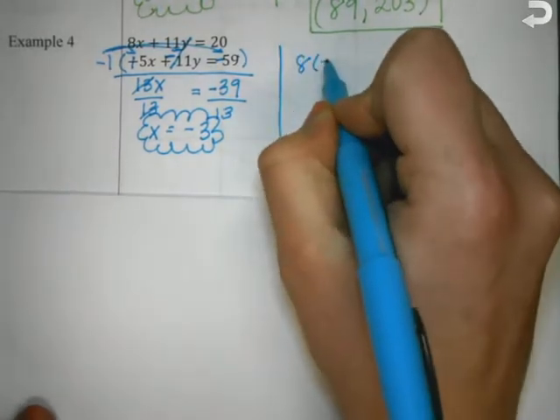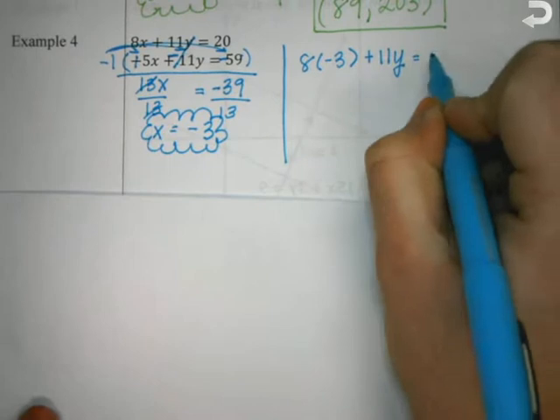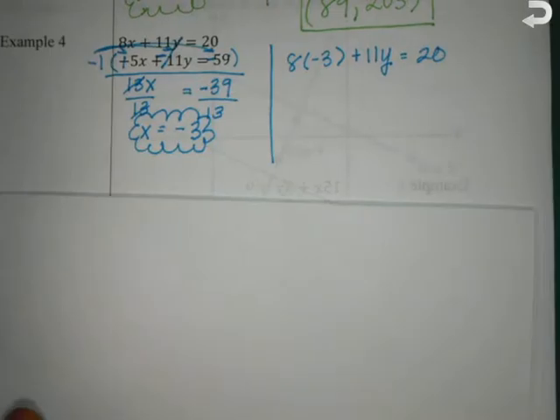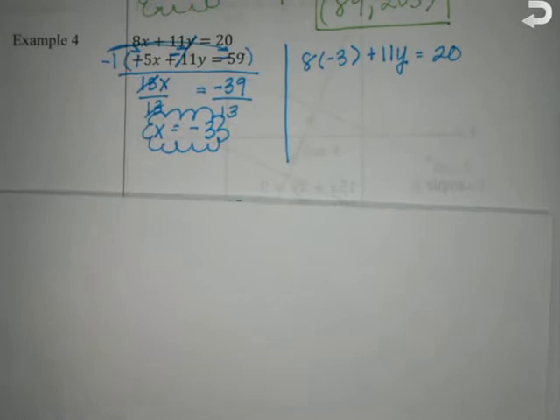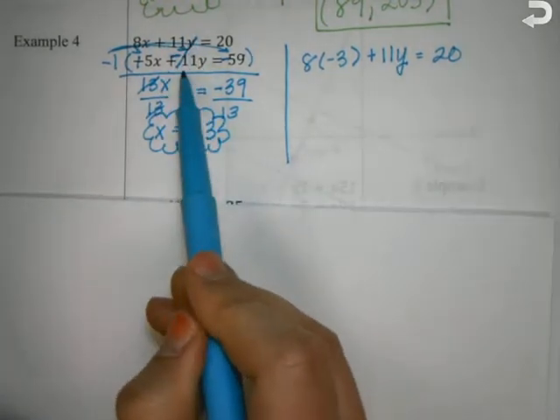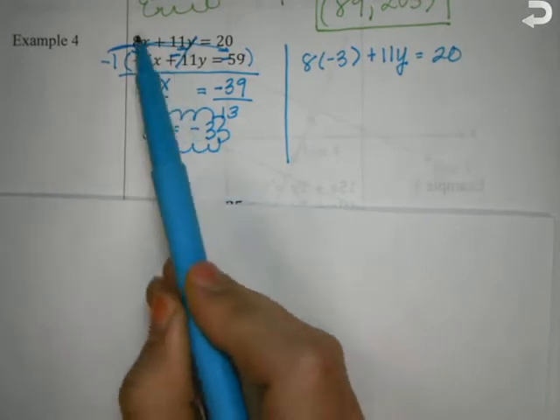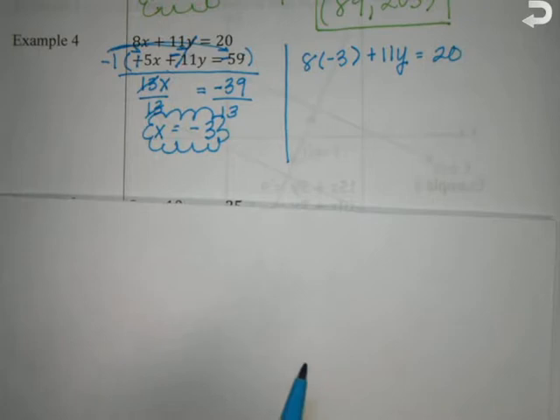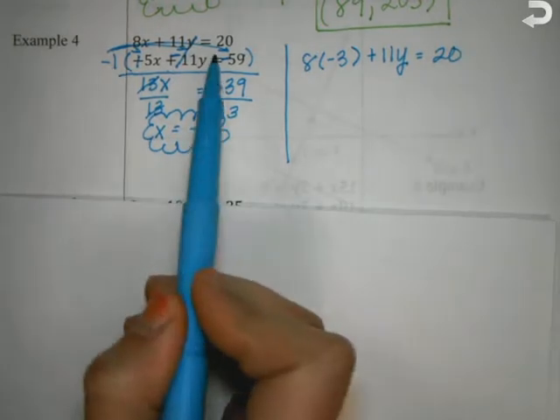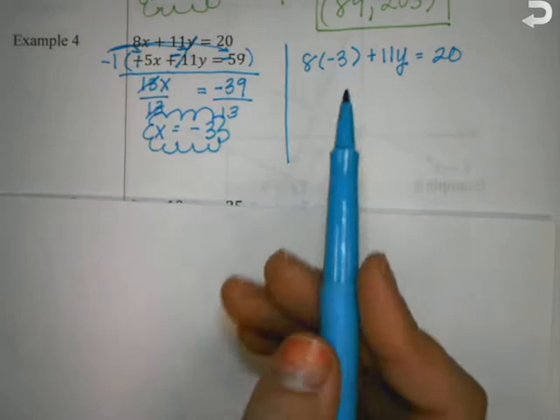Brandon, when are you supposed to know when to multiply it by negative 1? We will multiply by negative 1 if we ever have two variables that are exactly the same, so their signs are the same too. But remember in the previous examples, we wanted the signs to be opposite. So we have to multiply one equation by -1 to make them opposite. Okay? 8 times -3 gives me -24 plus 11y equals 20.